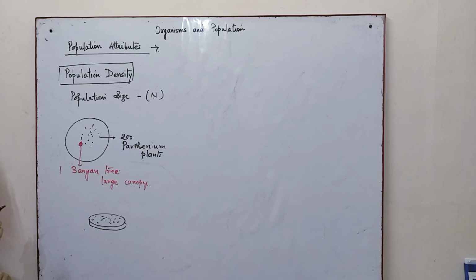For example, in the case of tigers, it again becomes difficult because tigers and many animals move in search of food from one place to the other. So it becomes relatively difficult to find out the exact population size or population density. So here we use pug marks or fecal pellets for counting the tigers.